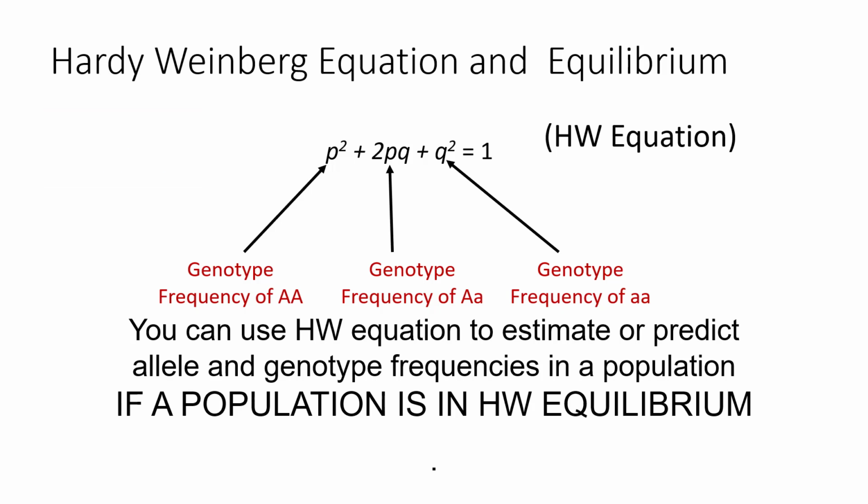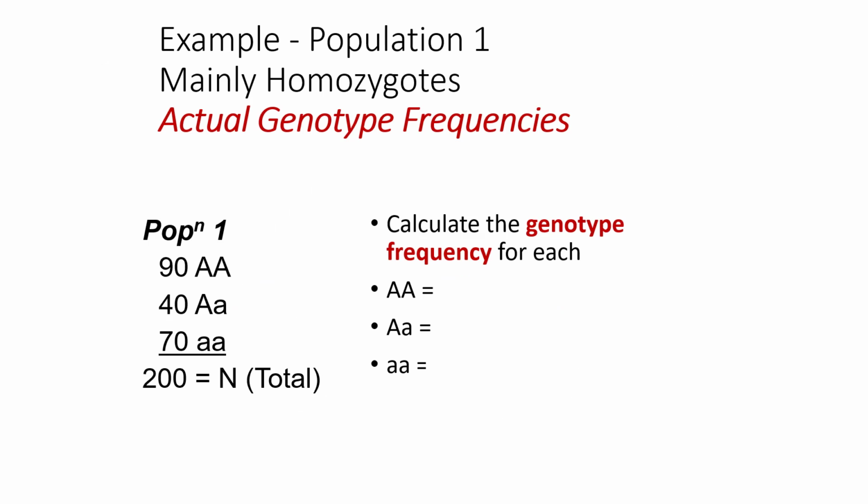And you can use this Hardy-Weinberg equation to estimate allele and genotype frequencies in a population, but only if that population is at what we call Hardy-Weinberg equilibrium. We'll discuss that a little bit more later. Right now we're going to look at some examples of math. So in class we're going to be doing the examples here. We're just going to pause them. So we're going to do the actual genotype frequencies.